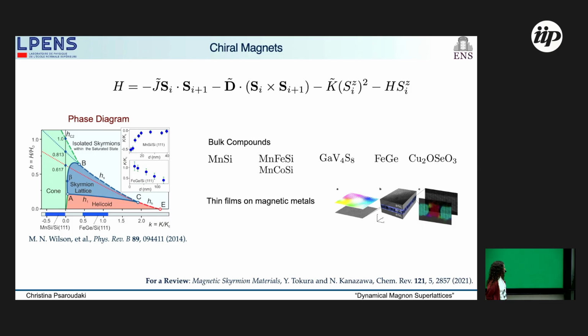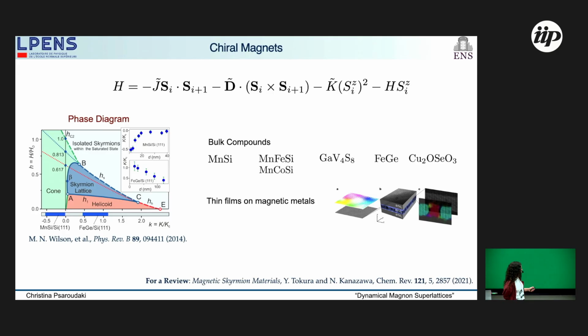We would need interactions that are competing with each other. So on top of the Heisenberg model, a ferromagnetic Heisenberg term between nearest neighbors, we would need a term that tends, for example, to align the spins in this direction, and that is given by the famous Dzyaloshinskii-Moriya interaction, which arises from spin-orbit coupling. This Hamiltonian has a very rich phase diagram, including a cone and a helicoid as ground state, the skyrmion lattice that I mentioned before, and we will be focusing on isolated skyrmions that exist above the ferromagnetic background.